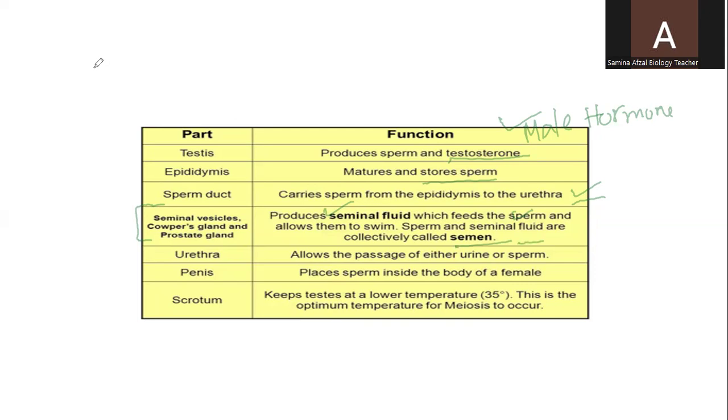The urethra allows the passage of either urine or sperm. The penis places the sperm inside the body of a female at the time of sexual intercourse. The scrotum or scrotal pockets hang outside the body because the testes need a temperature lower than the body. So they are kept at 35 degrees centigrade, because this is the optimum temperature for sperm production, where meiosis takes place.